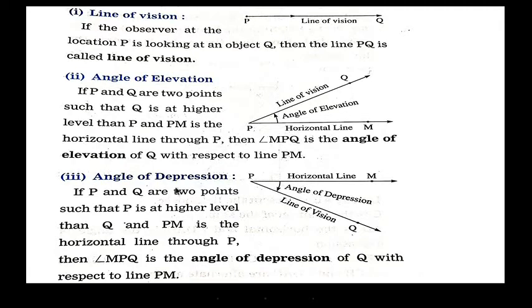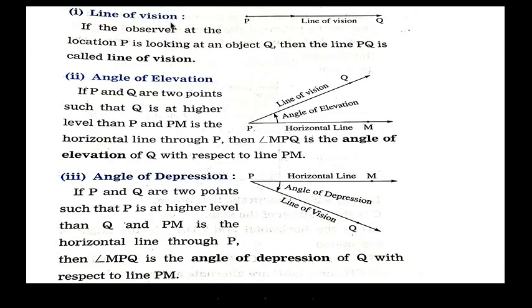Next, the angle of depression. If the observer is standing at a point P and looking at an object which is at a level lower than P, so the point Q is at a lower level than P, then the angle which is made with the horizontal line is called the angle of depression. We have to keep this in mind.